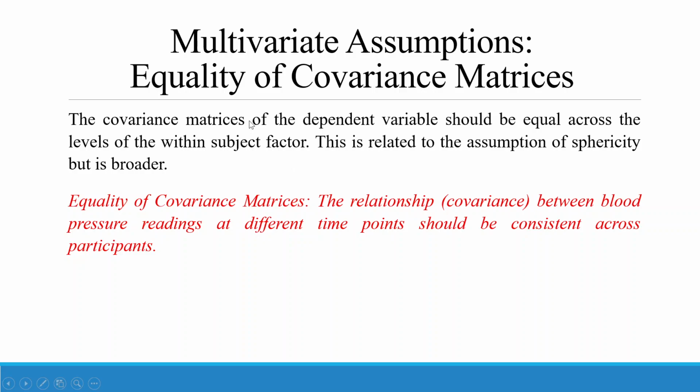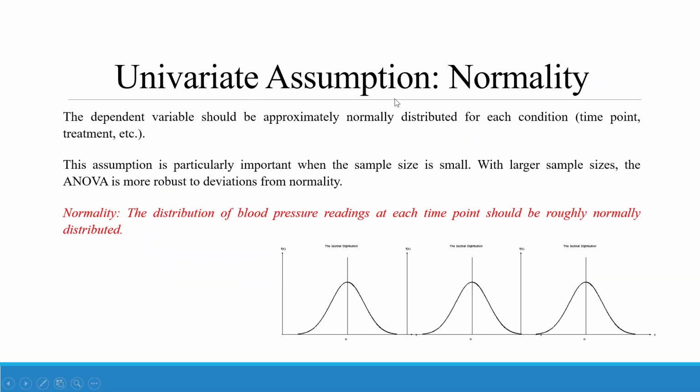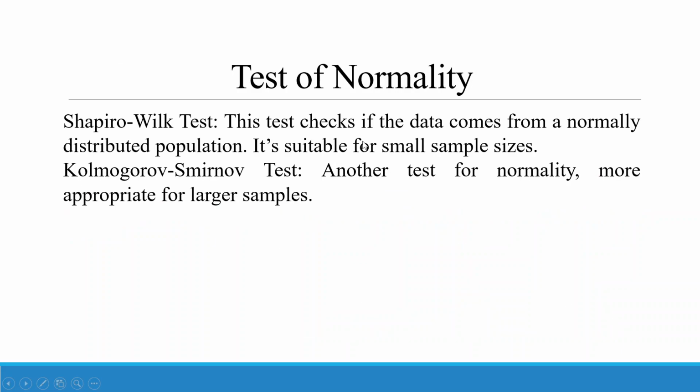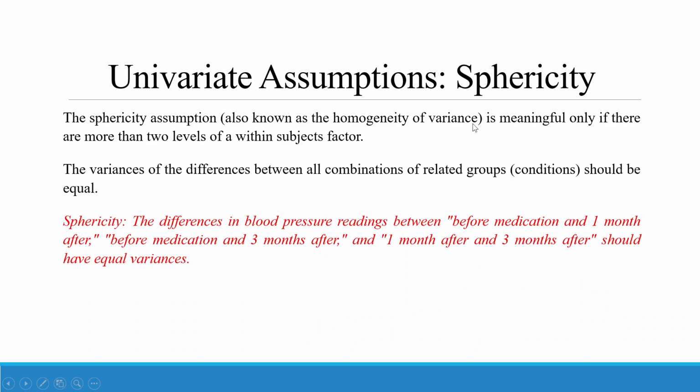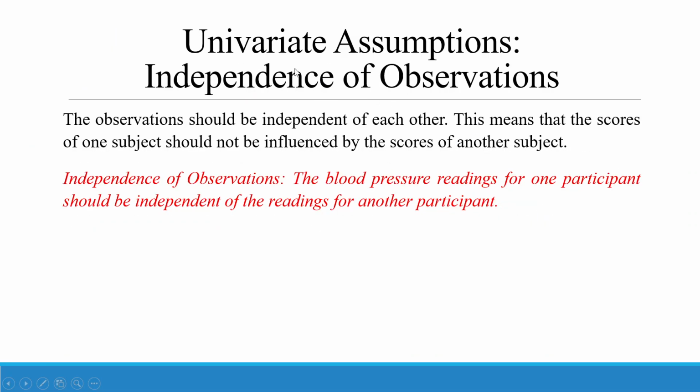Now this assumption is a multivariate assumption. Up till now, we have discussed the univariate assumptions. Normality is a univariate assumption. Sphericity is a univariate assumption. Independence is a univariate assumption.